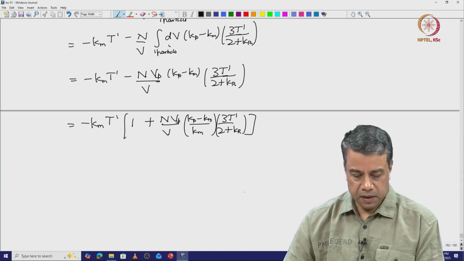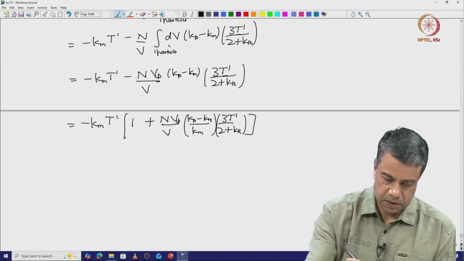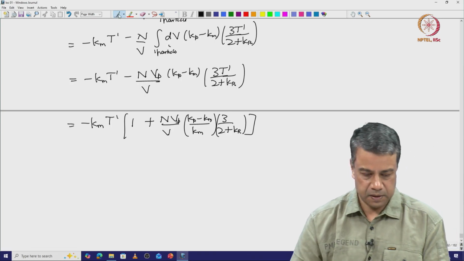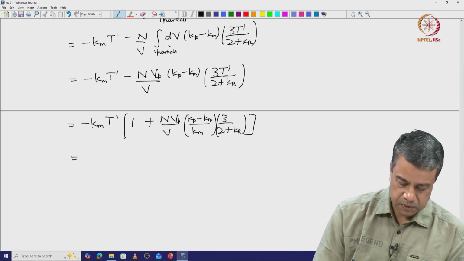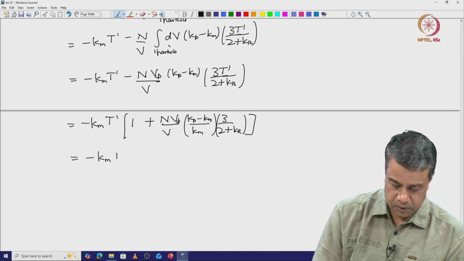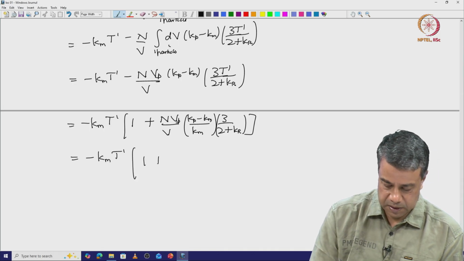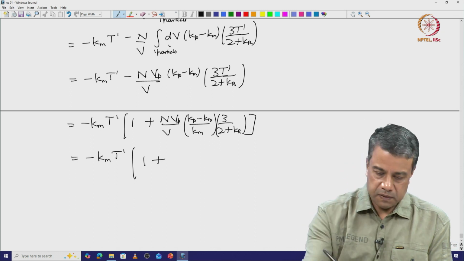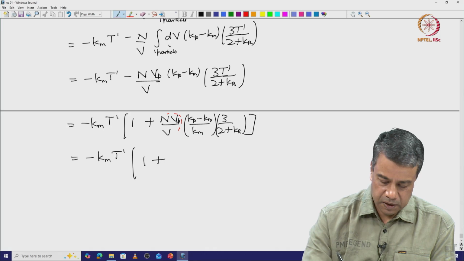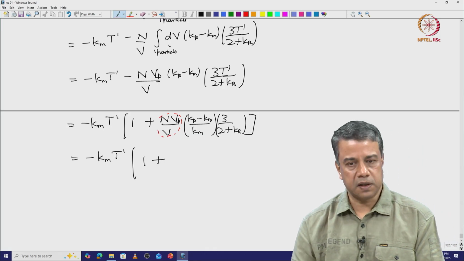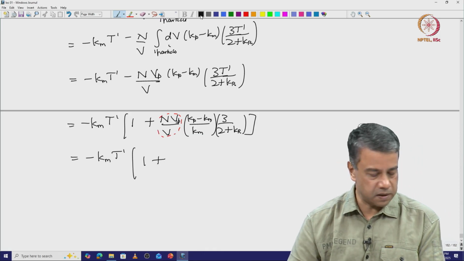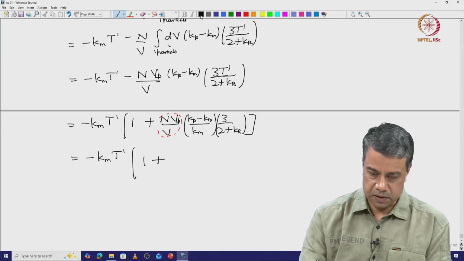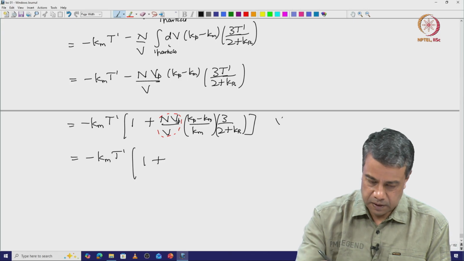So, Kp by Km is equal to Kr. There should be no T prime here, I have taken that out. So, 3 by 2 plus Kr. So, this is equal to minus Km into T prime into 1 plus the number of particles times the volume of each particle divided by the total volume. The number of particles times the volume of each particle divided by the total volume is the volume fraction of the particles.